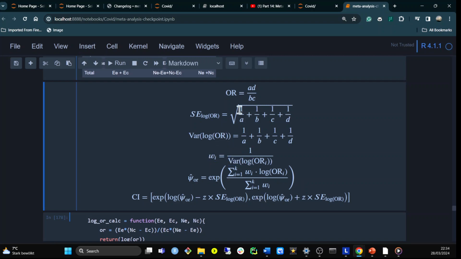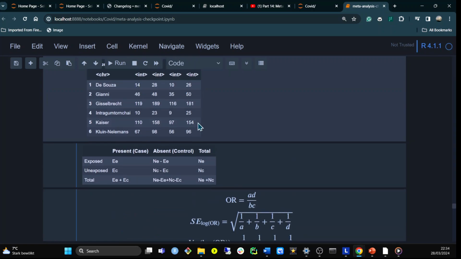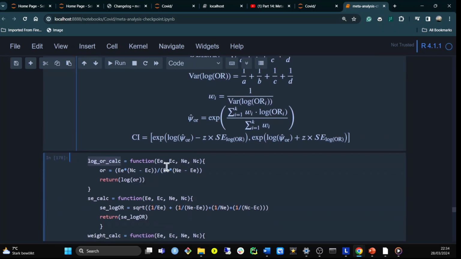So I already created a function for all of these formulas. Here we have the function, and the values we need are these ones, as reported. Once we have that, we calculate the log odds ratio. The log odds ratio is calculated simply by AD over BC. Once you have the odds ratio, we return the log odds ratio.